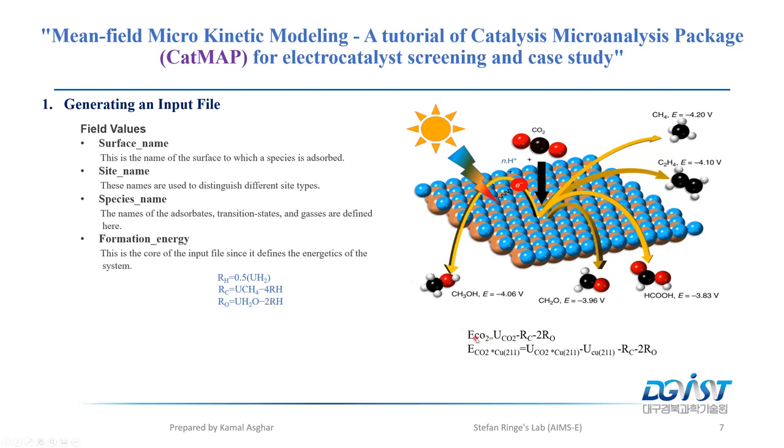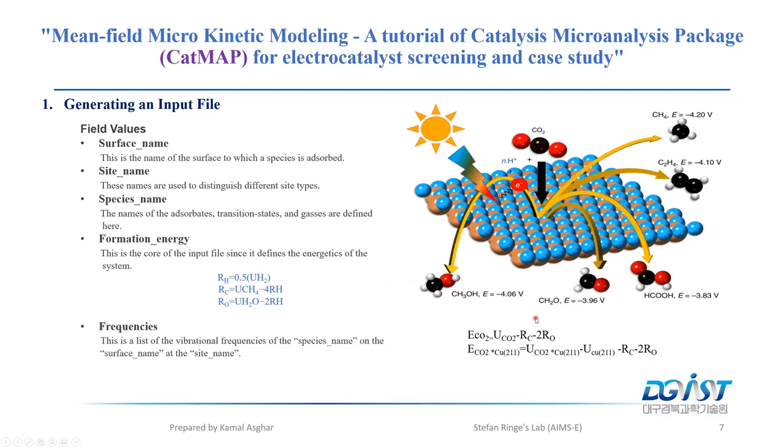For example, for CO2, the formation energy should be CO2 minus C minus 2O, because there is one carbon and 2 oxygens. If CO2 is adsorbed on the copper 211 facet, then the energy should be, first of all, the energy of carbon dioxide adsorbed on the catalyst surface, then the catalyst surface energy separately, then the carbon energy, and because there are 2 oxygens, the oxygen energy.